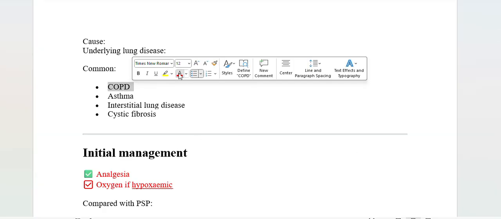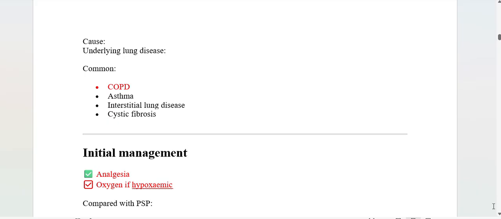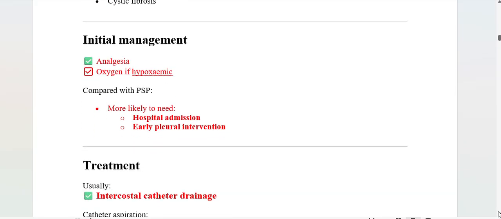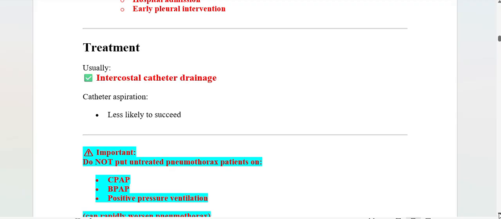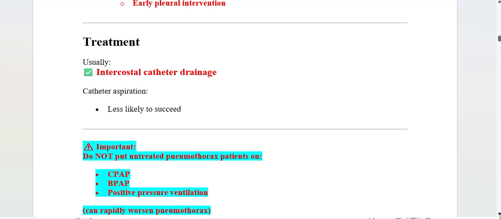Secondary spontaneous pneumothorax, as I told you, COPD is the leading cause. In initial management, in secondary pneumothorax we have to do the chest drain because the lung is already compromised, so we don't want observation or anything. We just jump directly to chest tube. Analgesia, oxygen if hypoxemic. Compared with primary spontaneous pneumothorax, it most likely needs hospital admission and early pleural intervention. Treatment is usually, not 100% but about 90%, intercostal catheter drainage, chest drain. Catheter aspiration is less likely to succeed because the patient's lung is already compromised.